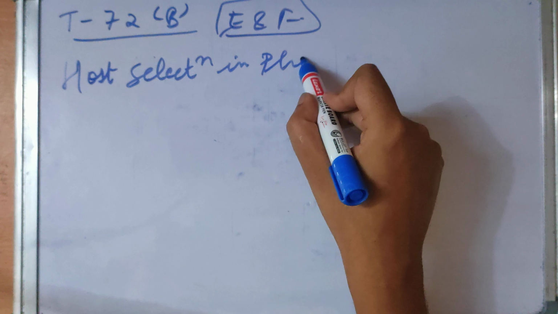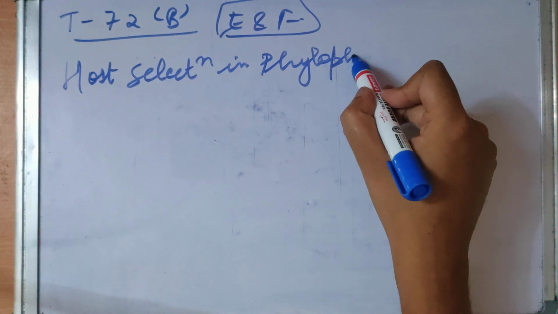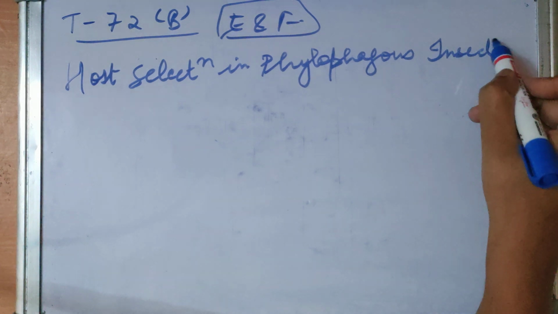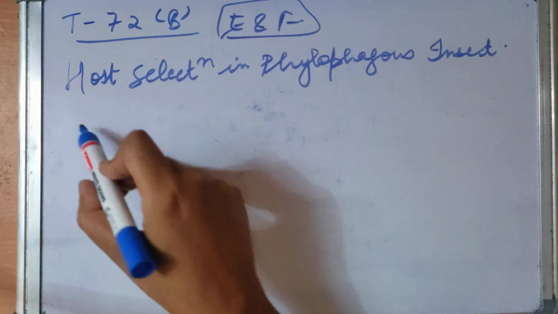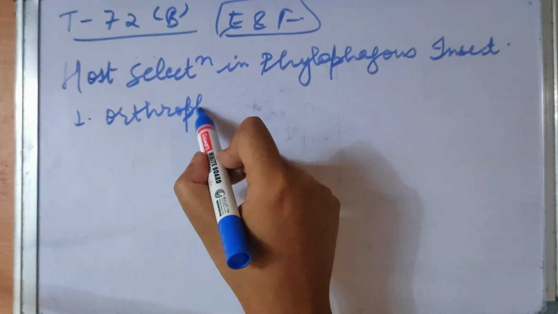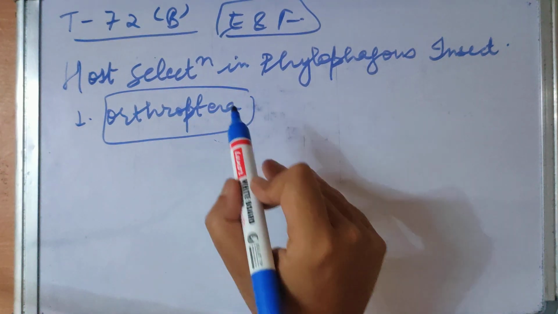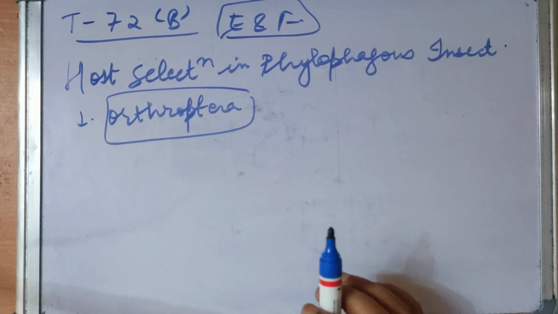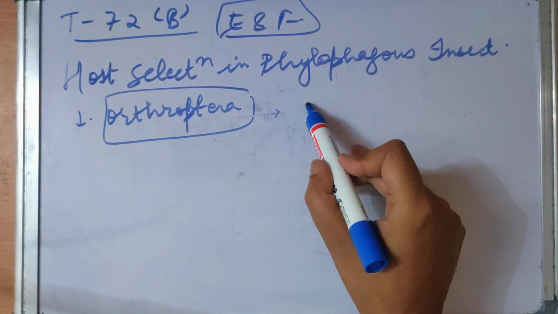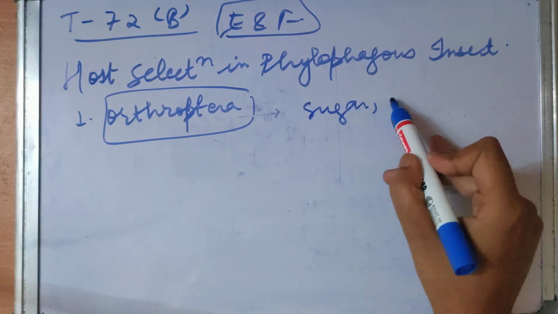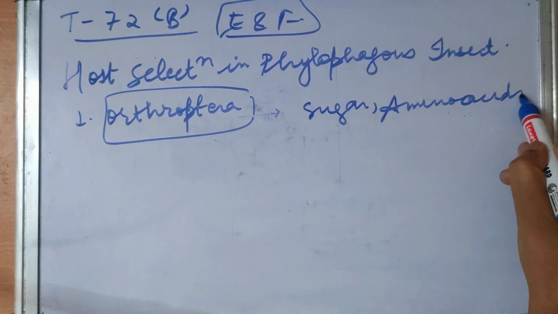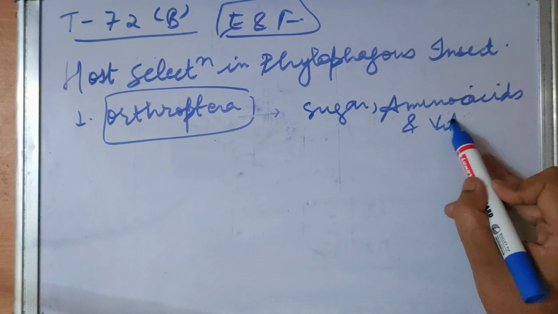Host selection in phytophagous insects. First one is Lepidoptera. They choose plants which provide them the right amount of sugar, amino acids and vitamins.